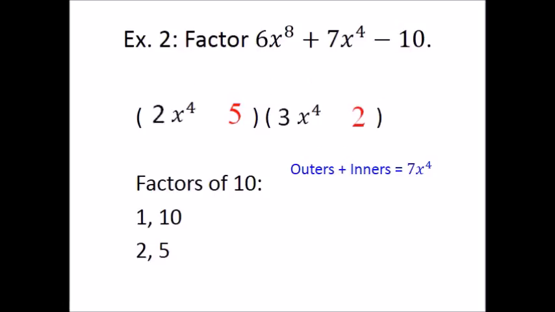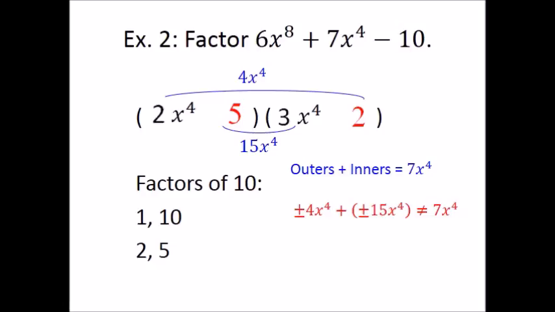The 2 must go with the 3x to the 4th to avoid making a common factor. This makes the outer terms multiply to equal 4x to the 4th, and the inners make 15x to the 4th. There's no way to add a 4x to the 4th and a 15x to the 4th to make 7x to the 4th, no matter what the signs are. So the 2 and the 5 can't work here.